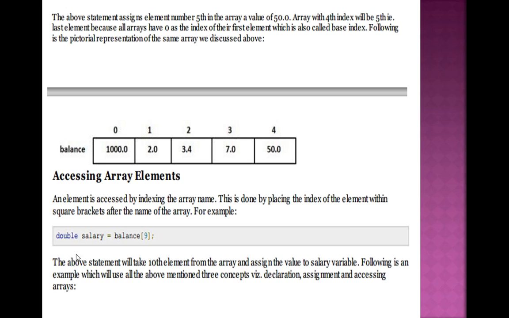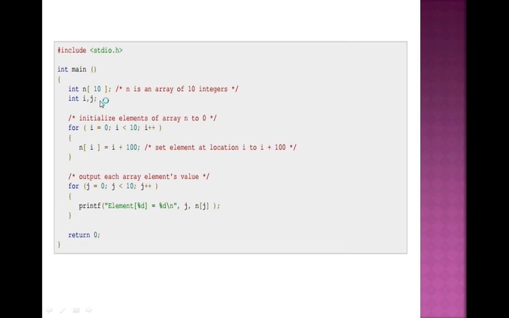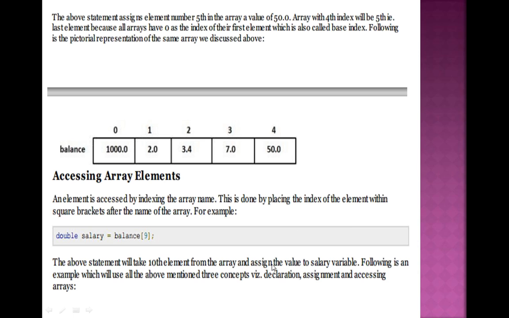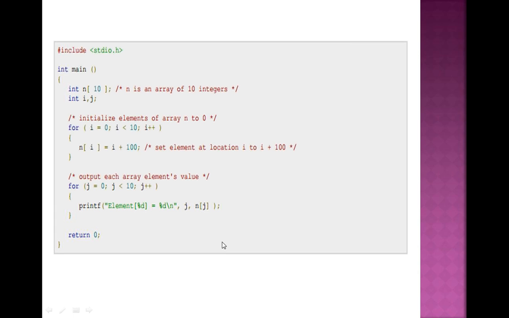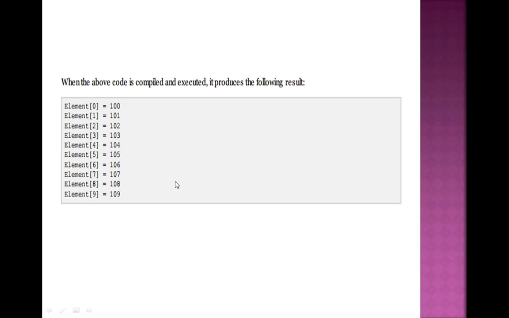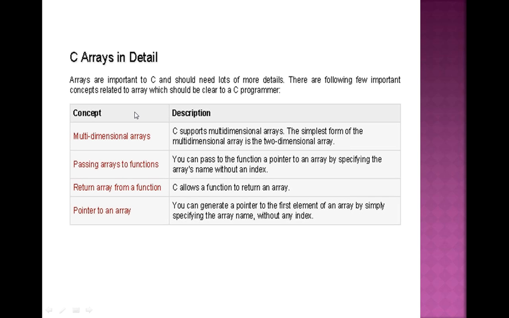Following is an example which uses the above mentioned 3 concepts, that is declaration, assignment and accessing. This is the example I have discussed. This is your initialization. Then the user access, and then how we can use it. This is declaration, assignment, and accessing. These are the examples and the output of the examples.